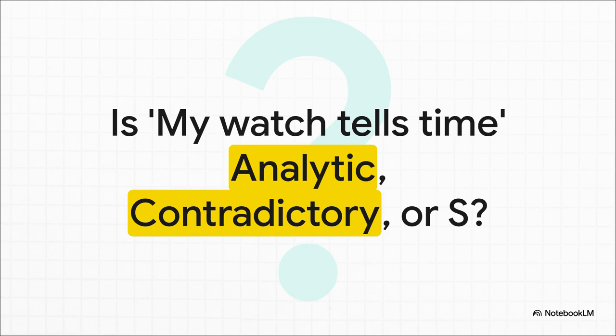All right, let's try one. What do you think about this sentence? My watch is a device for telling the time. Is it analytic, contradictory, or synthetic? Take a second. Yep, it's analytic. Why? Because the very definition of a watch is that it's a device for telling time. The truth is locked right inside the words themselves.